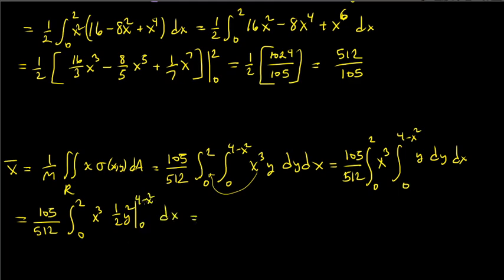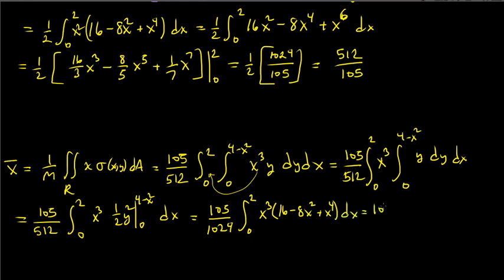Right, and we still have to do the x integral. So you pull out the 1/2, and this is 105 over 1024 times the integral from 0 to 2 of x cubed times 4 minus x squared, squared. So that's still 16 minus 8x squared plus x to the fourth.